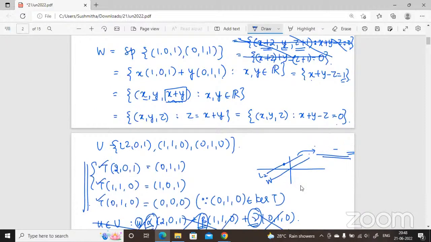Okay. If it was a line, it would have been something like this. Can you mark a point on W and show where it is being translated? Suppose it is 0, 0. This point here will go here. This point will go here. This point will go here. It's just shifted.